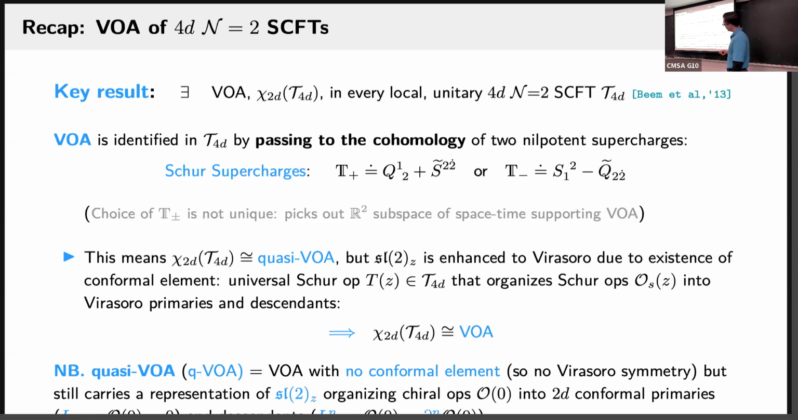And what's getting cut off here is just a physicist definition, if you will, of what I mean by quasi-VOA, which is basically just a generic vertex operator algebra that doesn't have a conformal element, that is to say a Virasoro stress tensor. But it still carries a representation of SL2Z that will organize my spectrum of chiral operators into 2D conformal primaries and descendants.